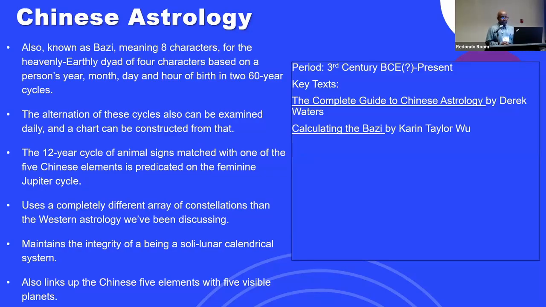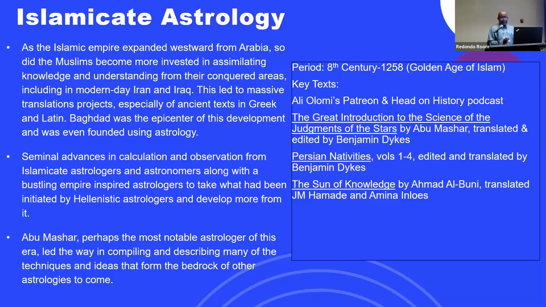All right. And then you have those books there, which I would recommend, The Complete Guide to Chinese Astrology and Calculating the Bazi. This is actually, I have to give credit where credit is due, and again, this is to Ali Alomi, where he's framed the idea of an Islamicate astrology. I do want to make a very important distinction. It does not mean it is an Islamic astrology.